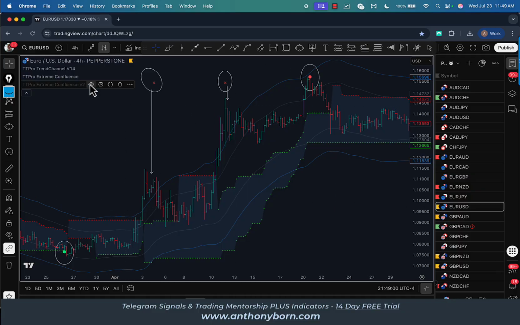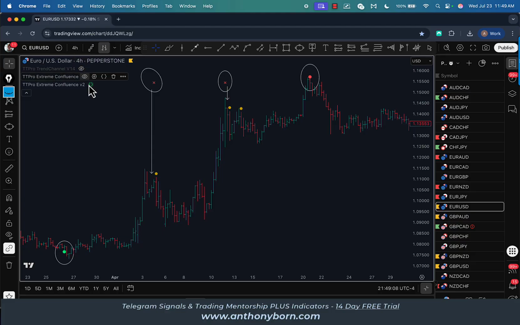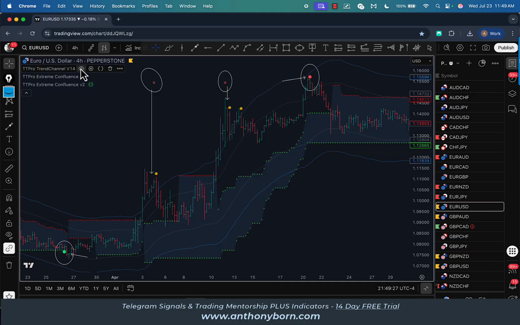So when I include this one and I take out the trend channel, these two signals remain, right? So these are now integrated into the Extreme Confluence version 2. Now we've got an extra signal that will fire. Have a look at the trend channel. Notice this thin blue line here and here.